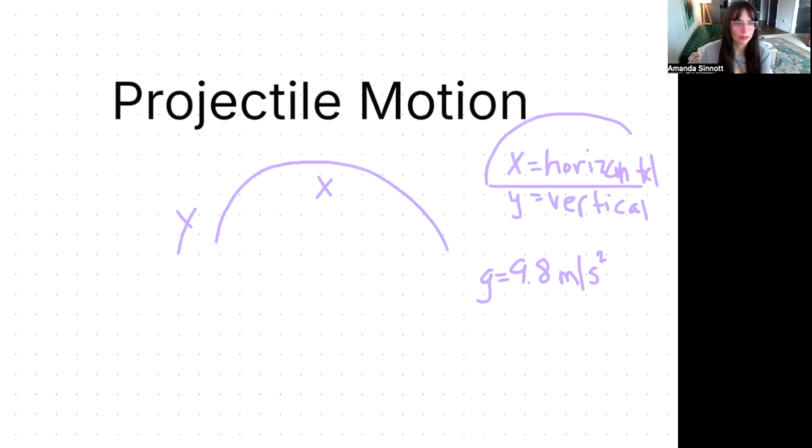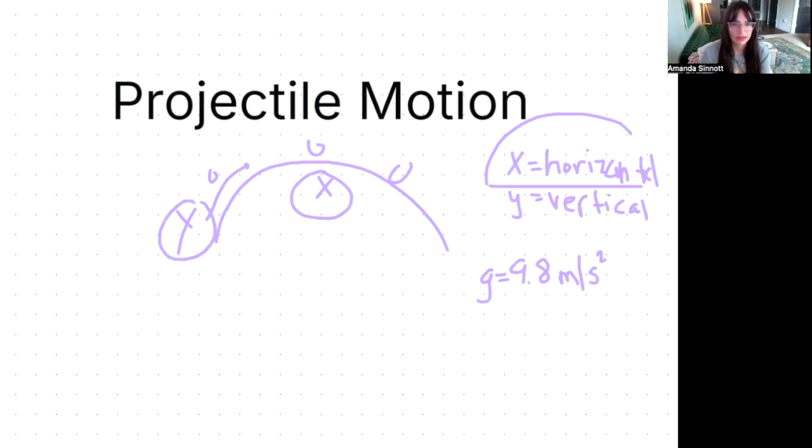Before we do this first problem, we need to remember we're always going to have 2 directions happening at the same time. Pretend I'm throwing a ball here. The ball's going to be moving horizontally, but the ball's also moving vertically as we throw it. So we have to treat it as 2 separate problems. Horizontal motion is going to be our X, and vertical motion is going to be our Y.